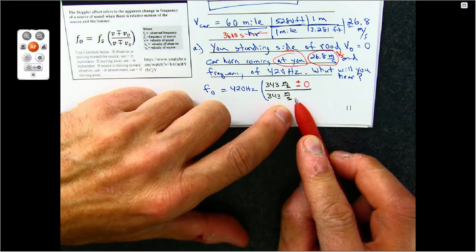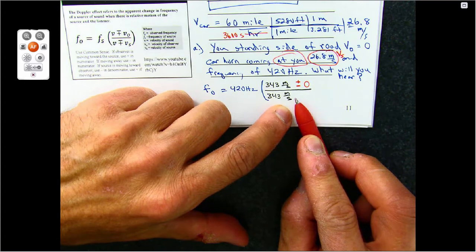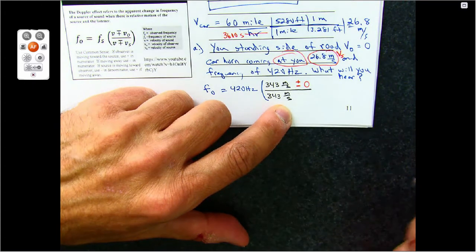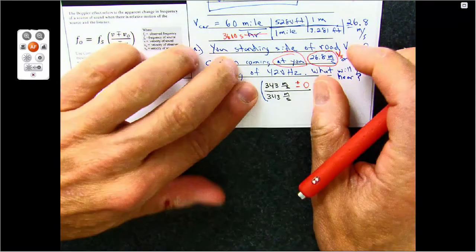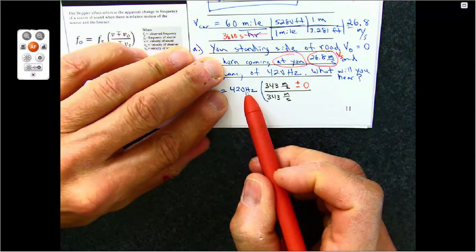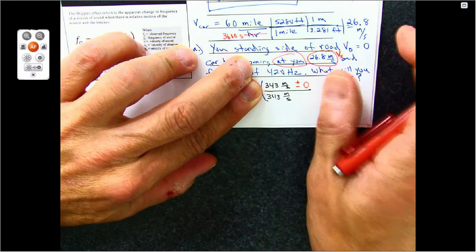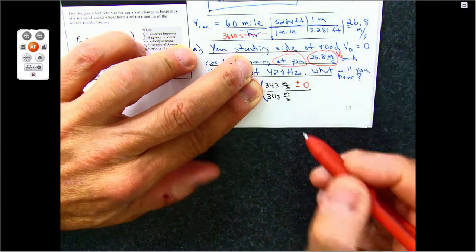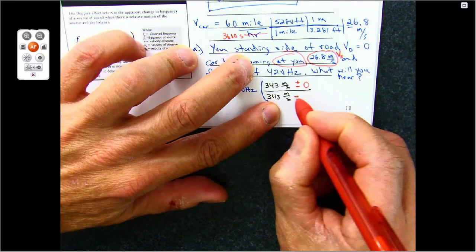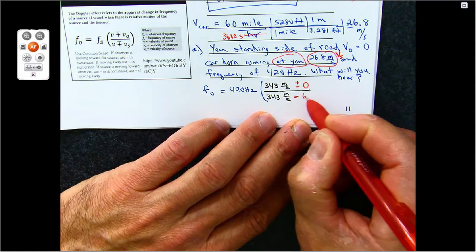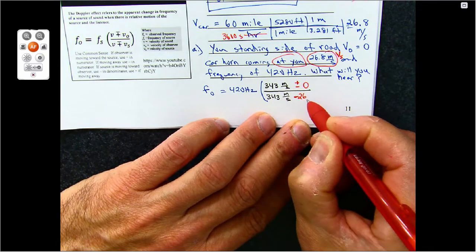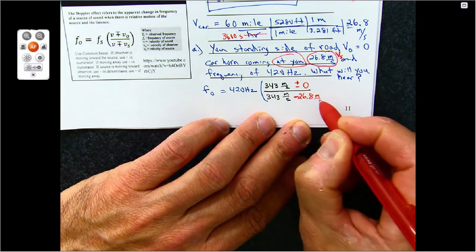But the observer's not moving. If the source is moving toward the observer, use negative in the denominator. We want an improper fraction. This number right here, if we want this to go up, this has to be greater than 1, correct? This result has to be greater than 1, which means we need to lower the denominator by 26.8 meters per second.